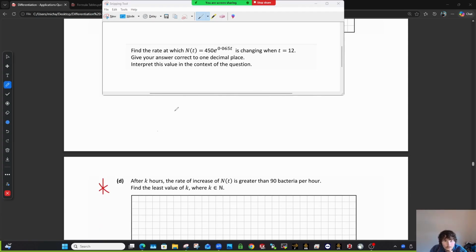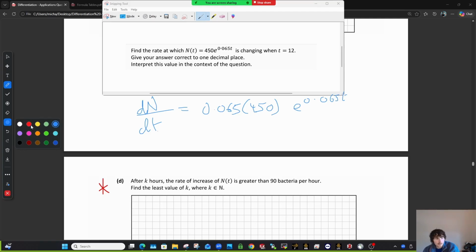Okay, so let's get our dN/dt from before. What did that work out as from before? I had it up there a second ago, so I'm just tidying it up from what we had. I just brought the 0.065. So that was dN/dt. We had it up a second ago before we subbed the 12 in. So in this, we're not subbing the 12 in. Find the rate after k hours. The rate of increase is greater than 90 bacteria. So we'll find out when this happens exactly, and then we'll deal with the greater than thing rather than writing a greater than symbol here.